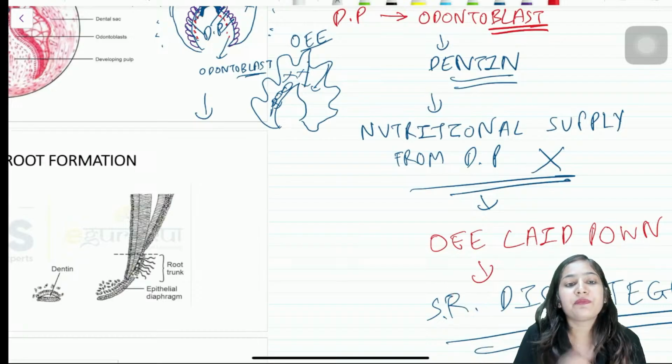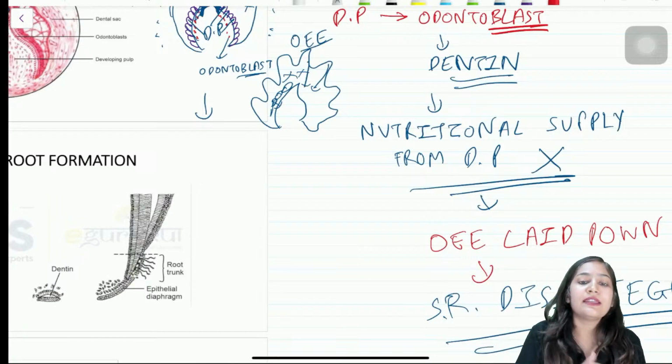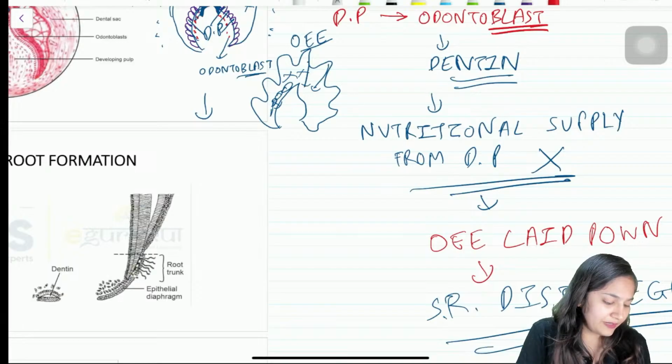Stellate reticulum, no, dentine formation is taking place before. After that, nutritional supply is being cut off and then stellate reticulum is disintegrating. Right, Pawan?